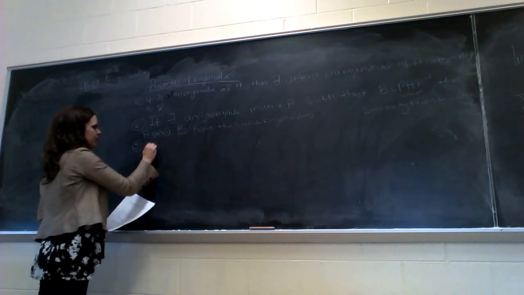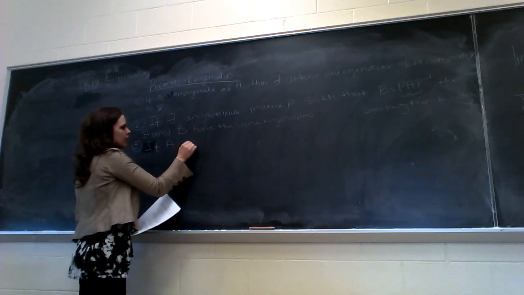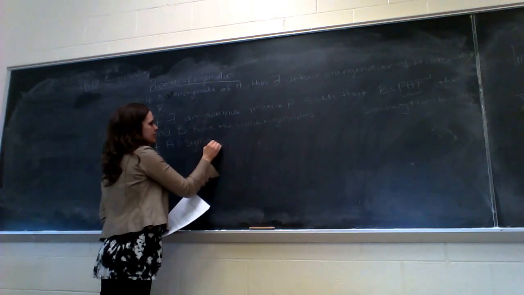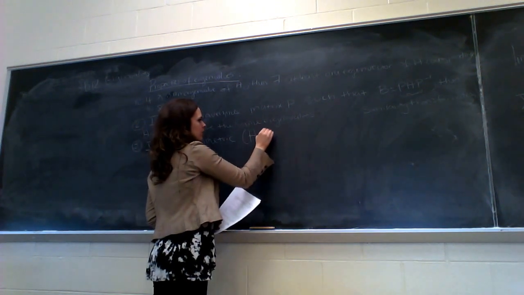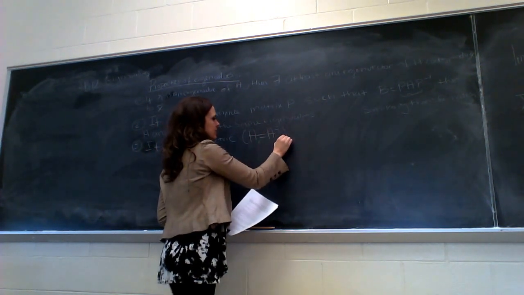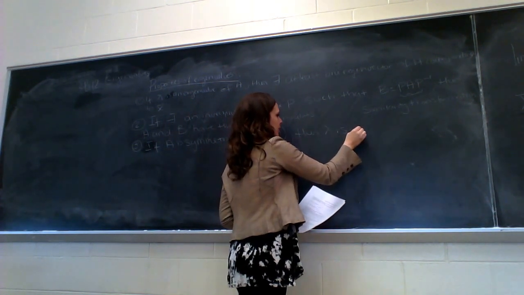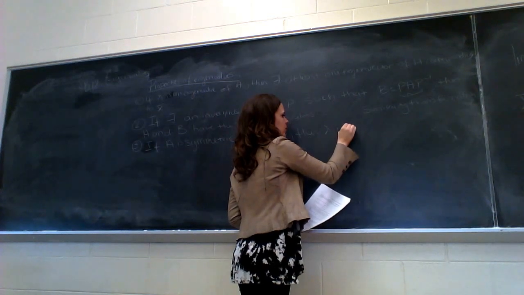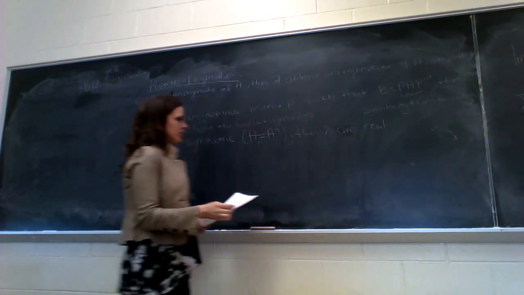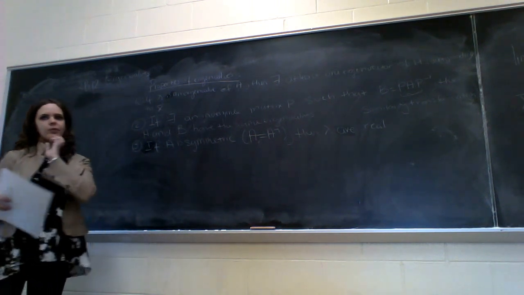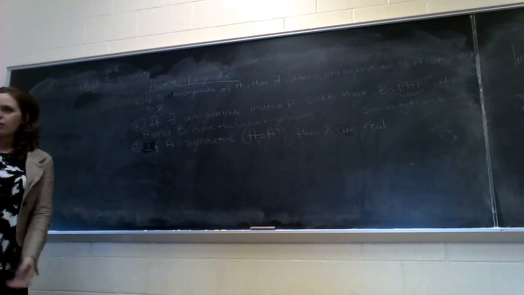So if A is symmetric, meaning that A equals A transpose, then all the eigenvalues are real. So that's an important property too: if we have a symmetric matrix, then we know the eigenvalues are going to be real.